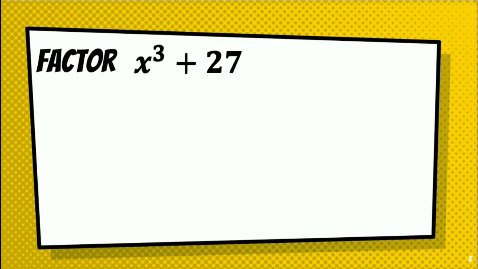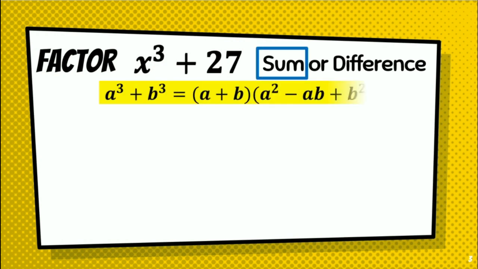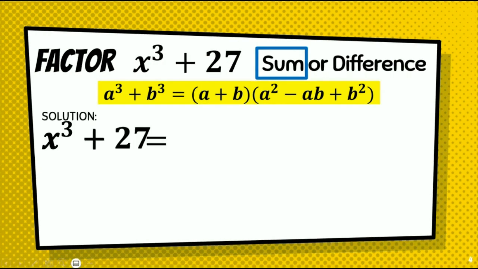Factor x cubed plus 27. Is it sum or difference case? It is sum. So our pattern is: first, observe if the terms have common monomial factor. If there is none, let us proceed to the formula of the sum case.